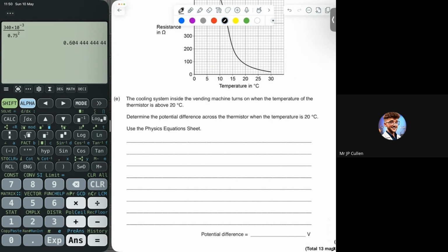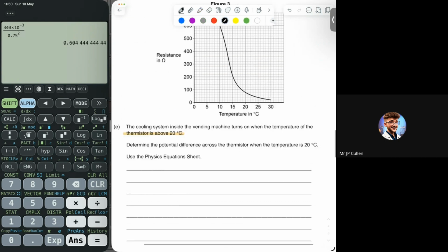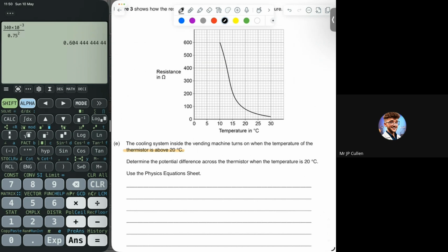It says the cooling system inside the vending machine turns on when the temperature of the thermistor is above 20 degrees. Determine the potential difference across the thermistor. I'm going to highlight that. Determine the potential difference across the thermistor when the temperature is 20 degrees. Okay, well, clearly this graph is part of this question because we can get the resistance of the thermistor at 20 degrees. So the resistance of the thermistor, I'll put R therm maybe, equals 80 ohms at 20 degrees C.